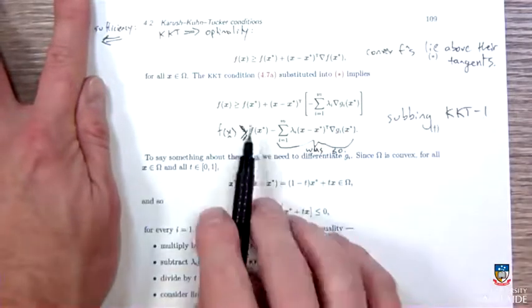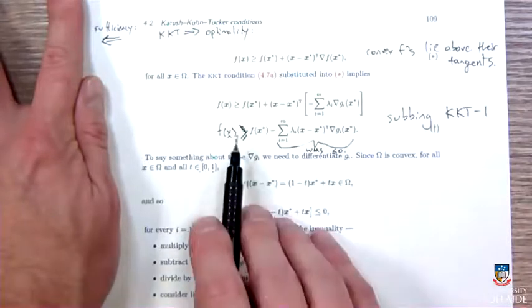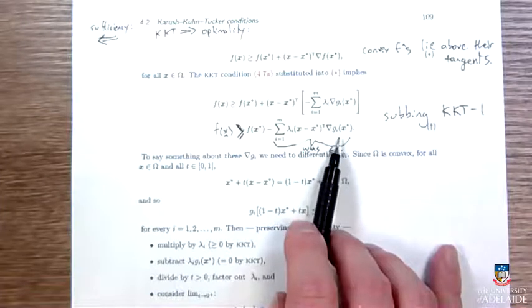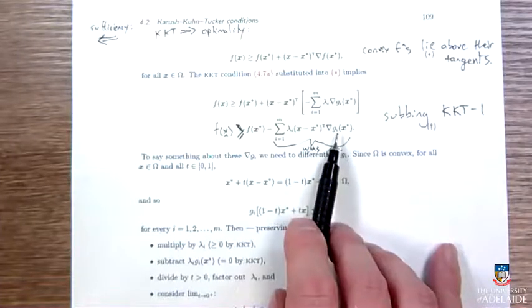And then I'd have f of x star plus something positive is less than or equal to f of x, which would mean that f of x star is the minimizer. So I need to show something about this expression here, right? So I need to say something about these GIs, right? And I need the gradient of GIs.